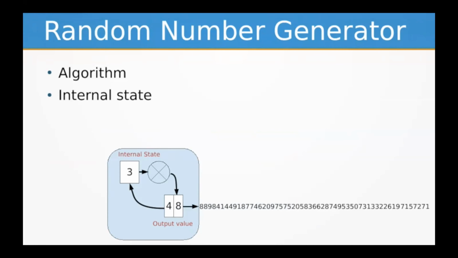A simple random number generator works great at producing a pseudo-random number sequence. However, if someone knows the algorithm and has enough output data, then they may be able to determine the internal state and predict the next output value.